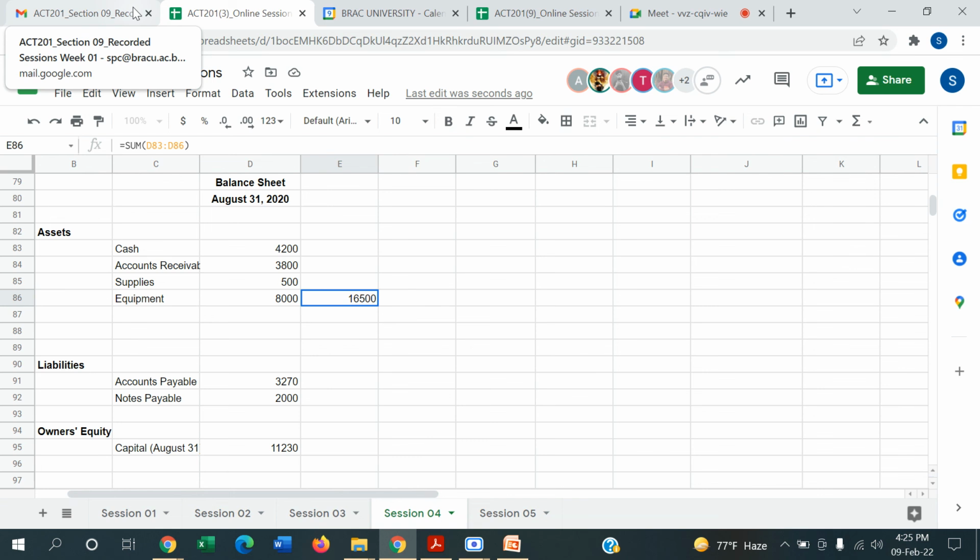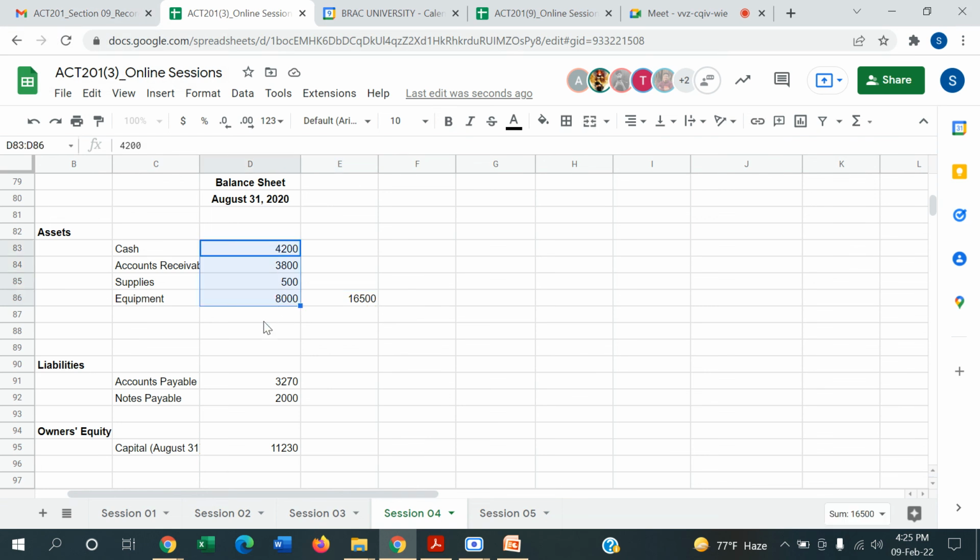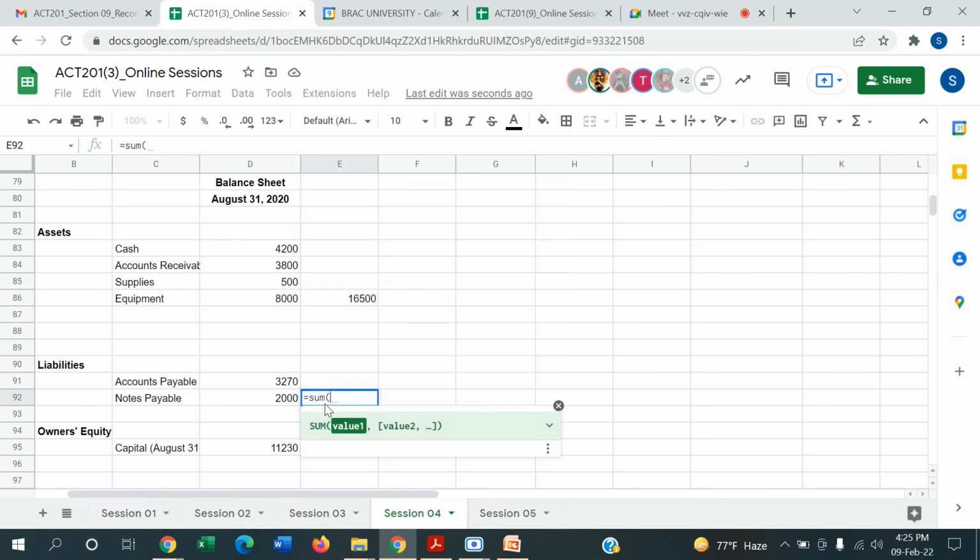This is our total assets, 16,500. This is our total liabilities. We need to show the liabilities separately as well. And this is the total claim of the owners.